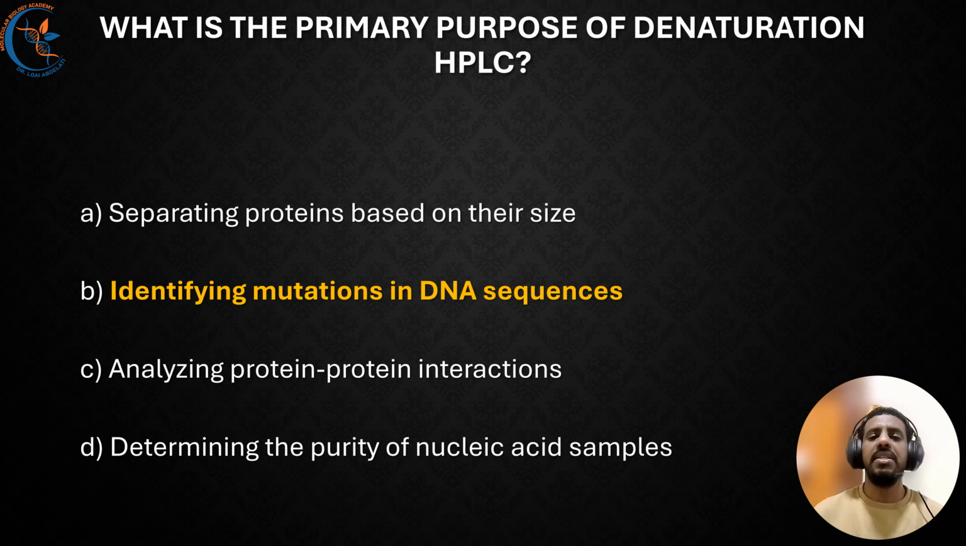Actually, this technique involves denaturing DNA and separating it based on differences in stability, which can be influenced by mutation. So it's commonly used to identify genetic variation by analyzing the melting behavior of DNA sequences, which can change due to mutation. All right.